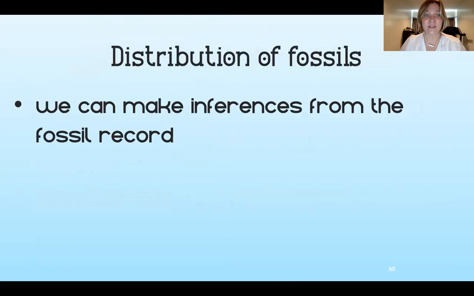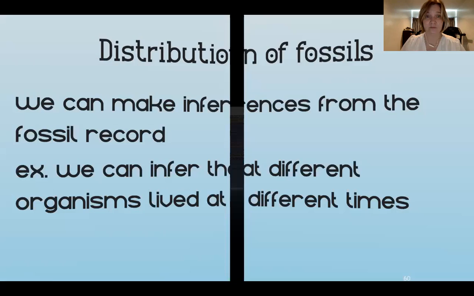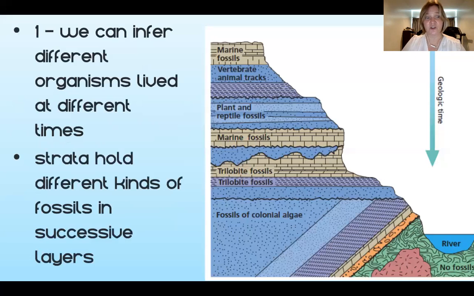Now we can make inferences from the fossil record. For example, we can infer that different organisms lived at different times, and so the strata hold different kinds of fossils in successive layers. This allows us to literally look back in time and follow the evolution of organisms by comparing them to fossils that we find in lower layers.